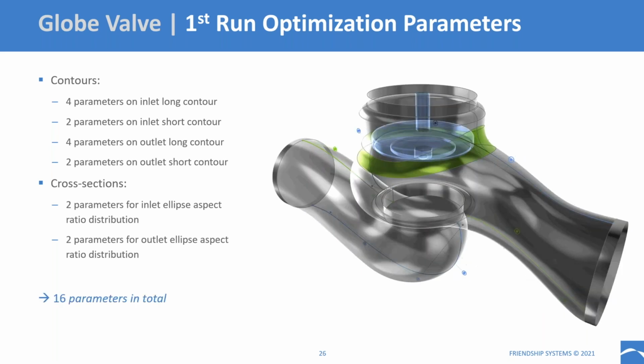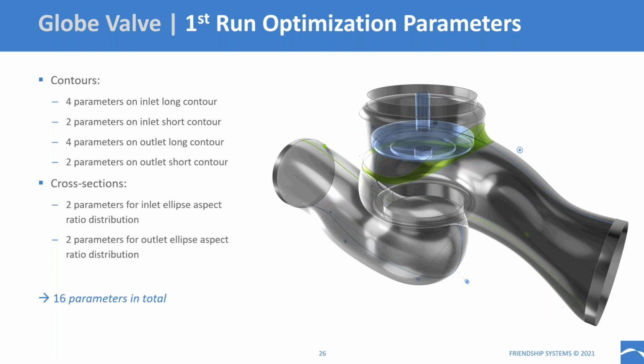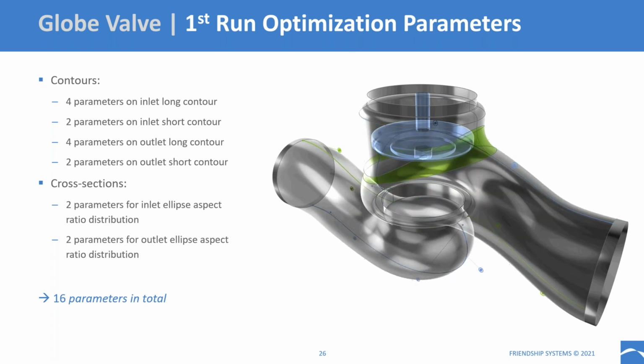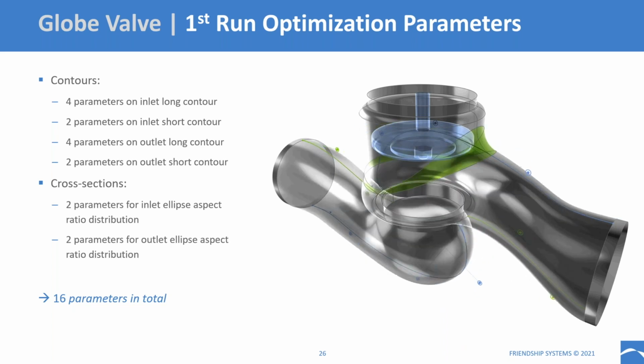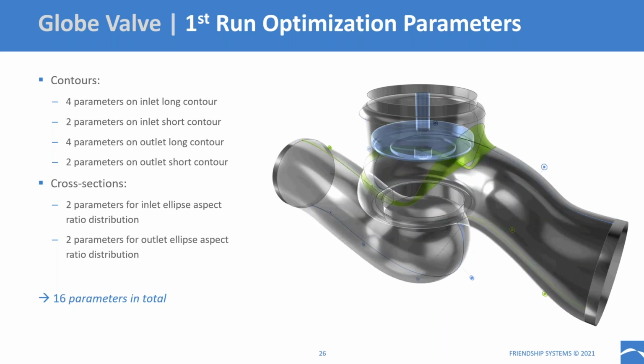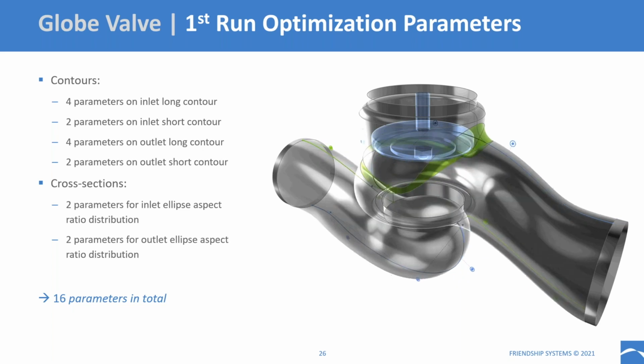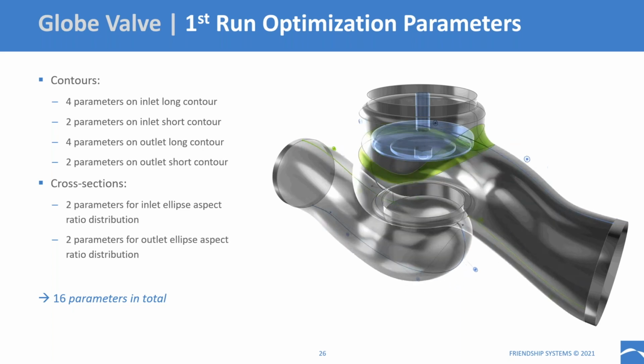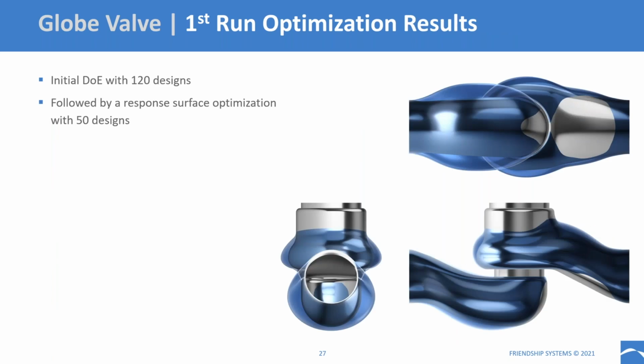So in total we have 16 parameters, and you can see here in this animation how the different geometry variants look if we change all of these parameters in a combined way. Then we get a multitude of different shapes. So let's look at the results, or rather how we came to those results.